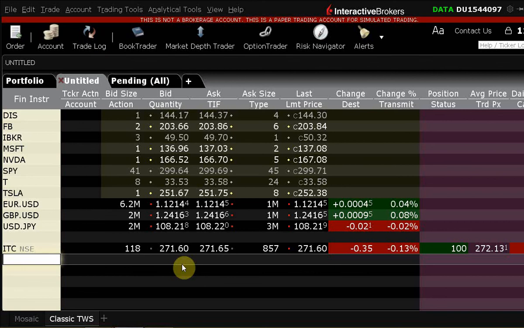Like the other day, I was trying to sell some shares, I think ITC or something, and they said that not enough shares are available for shorting. So that's the situation at that point in time. So this software is a complete replication of reality.